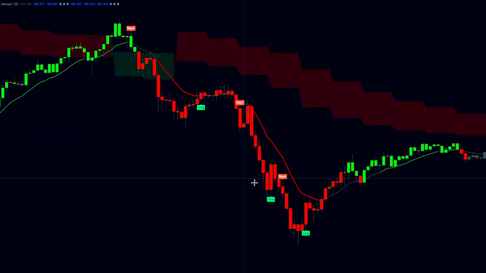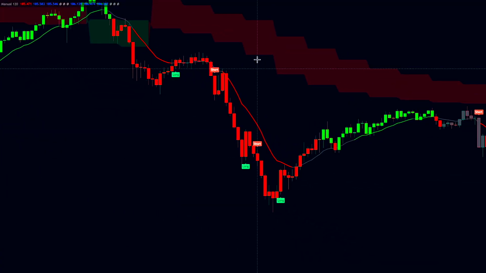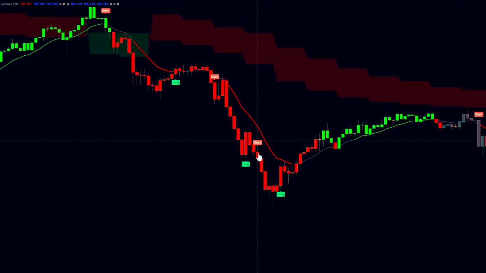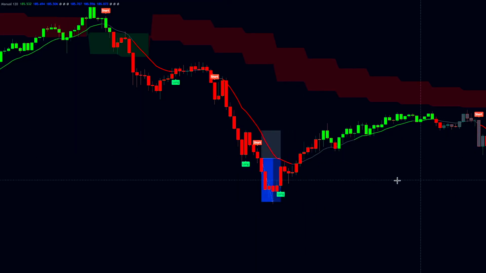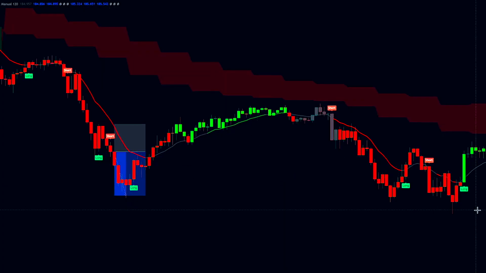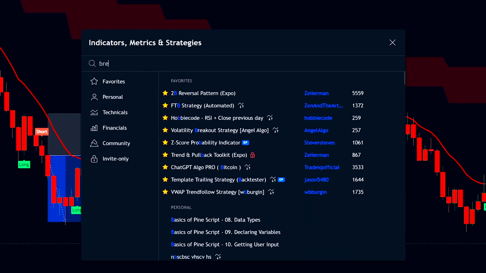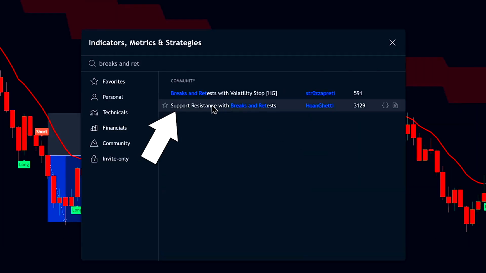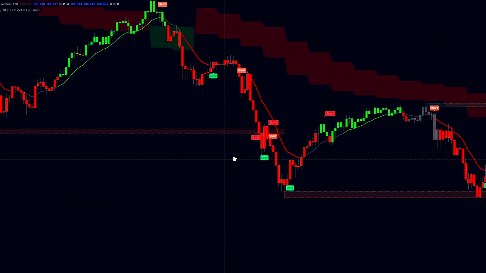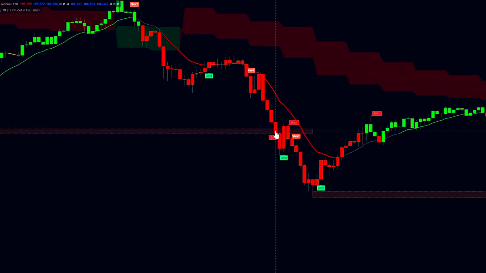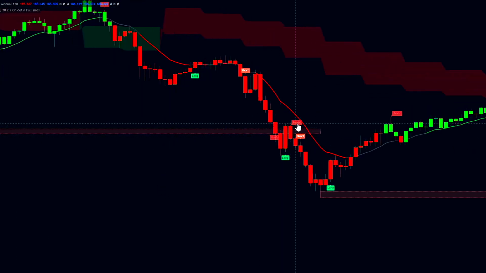Same deal, everything was red, the short signal hit, and it paid off. That's one way to trade with this indicator, but there's another approach. You can add something like the breaks and retest indicator. With this, you spot a break of a support or resistance level, then wait for a retest label to appear. If the trend's bearish on both the 15-minute and 2-hour time frames, you take a short trade.